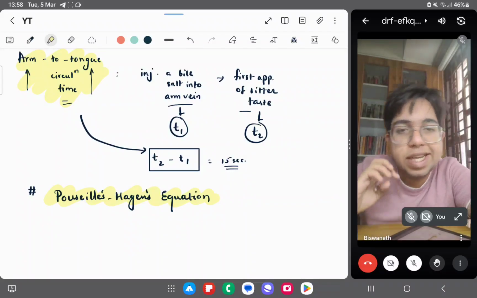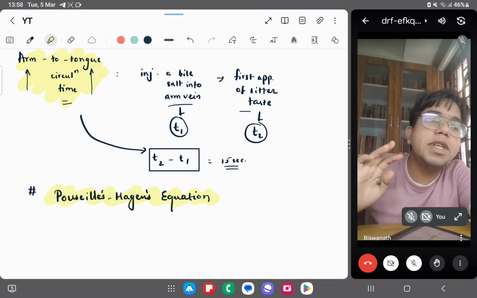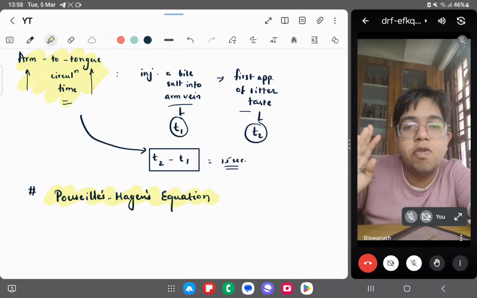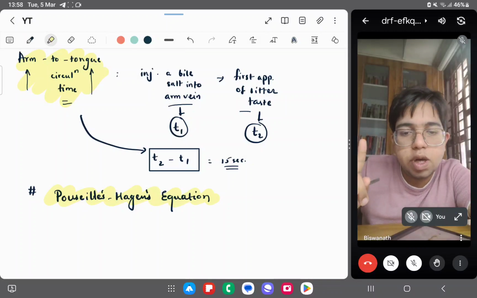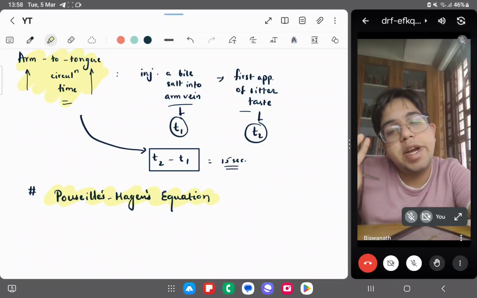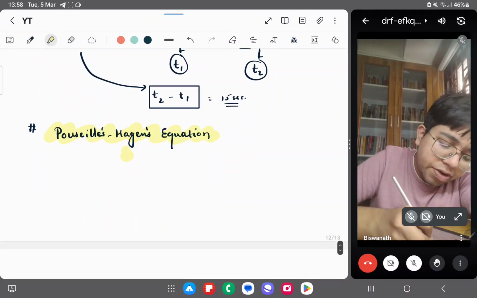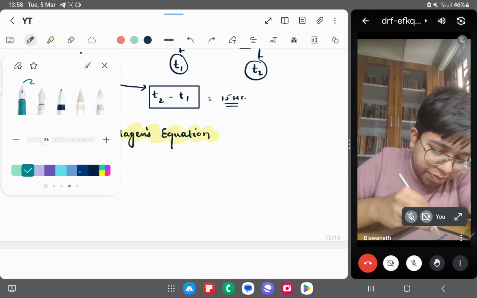And this Poiseuille-Huygens formula gives a relation between the flow, the velocity, as well as the radius of the tube. Three things, three variables are there. It is a relation. If you want to define it, you can do it in this way.